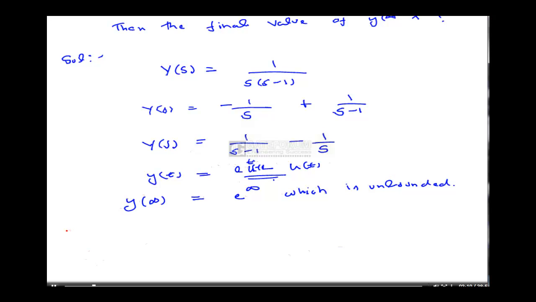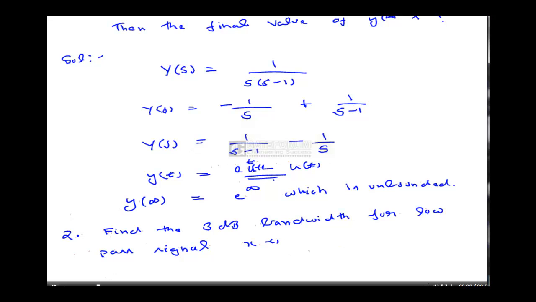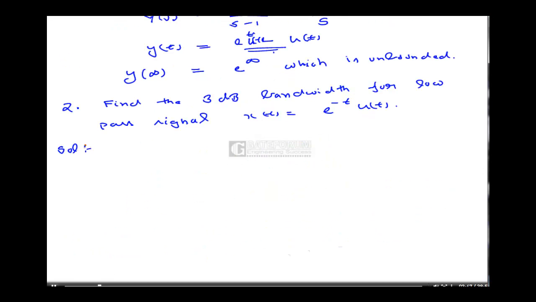Next question: find the 3 dB bandwidth for the low pass signal x(t) equals e to the power minus t u(t). See how to solve this. Now, 3 dB bandwidth is the bandwidth at which power becomes half.